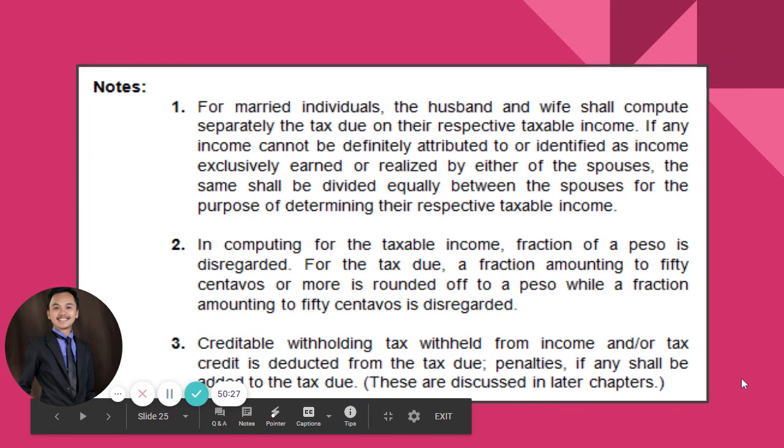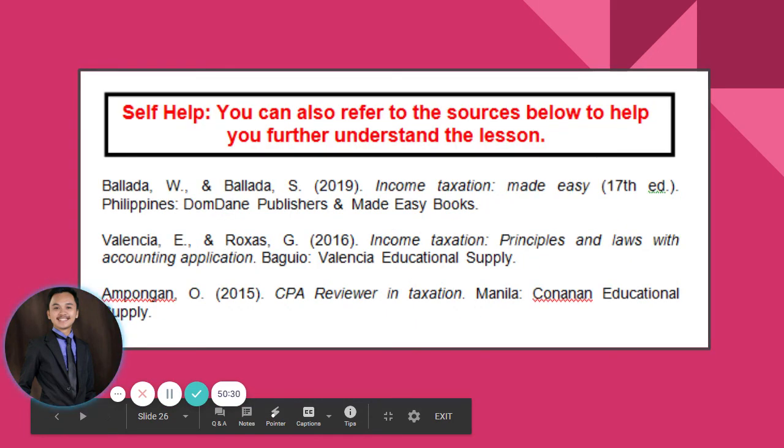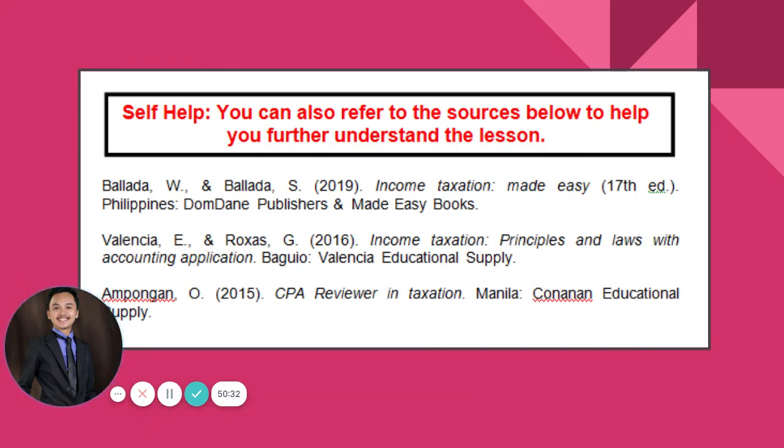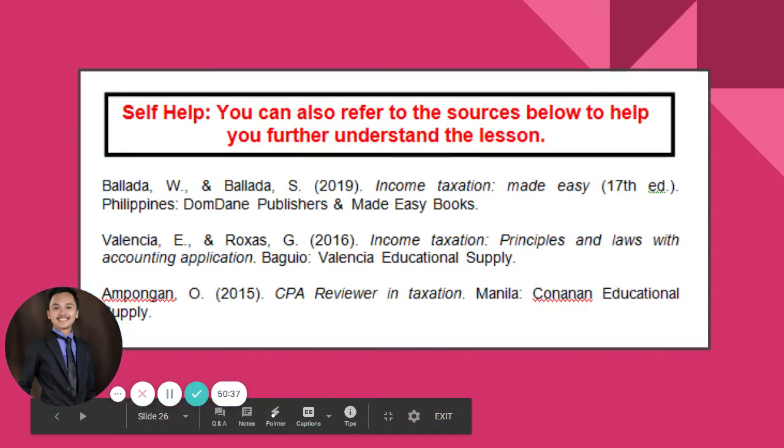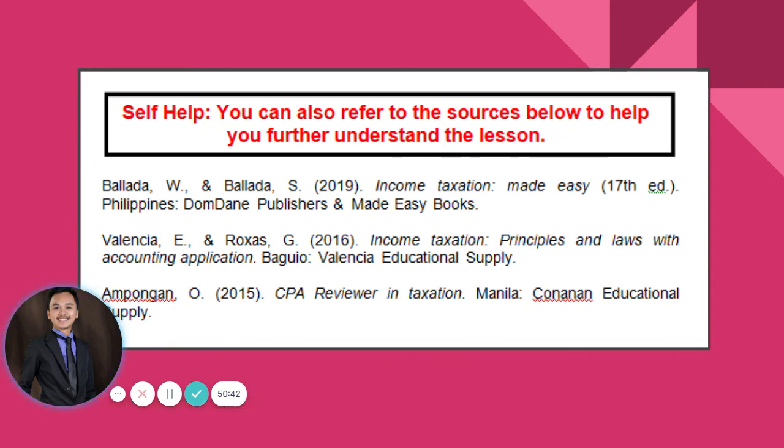So I think that's the end of our lecture for taxation on individuals with emphasis on active income. If you have any questions, just refer to our video lecture or you may comment down below your questions for real-time answers. Also, you may refer to these different resources for supplemental reading. You have the books of Baliada, Valencia, and Ampongan.